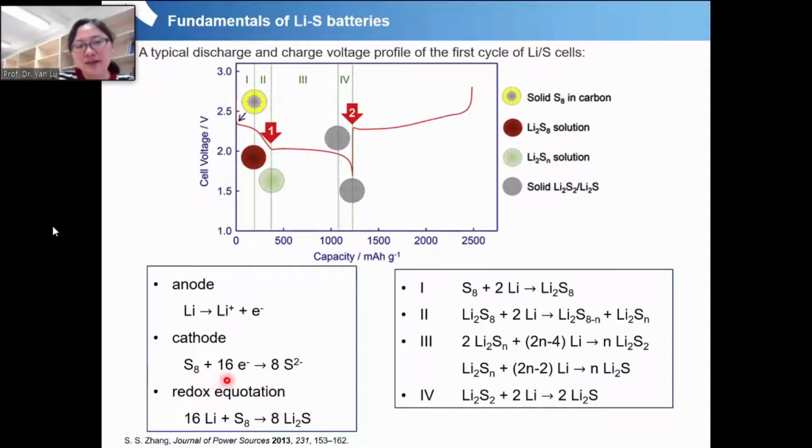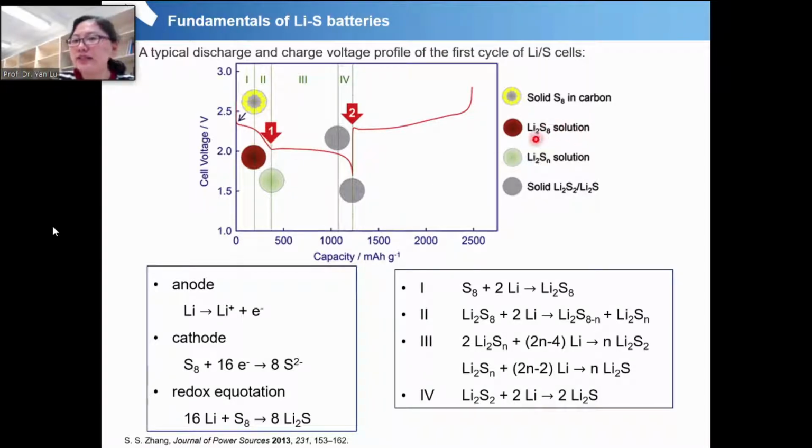And so S8 will here get the electron and then be reduced into sulfide. As a redox reaction here, you have lithium reacting with S8, then you get this. So this is the total redox reaction, combining the cathode and anode side. And here you will see this reaction is quite complicated because we start with sulfur 8. Sulfur 8 is a kind of solid material. Then during the discharge, you will form different kinds of polysulfides, first long chains and then short chain polysulfides.